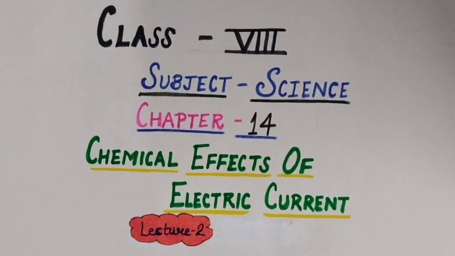Good morning students. This is a video for the students of class 8th subject science. We were studying chapter number 14, that is chemical effects of electric current. This is your lecture number 2.